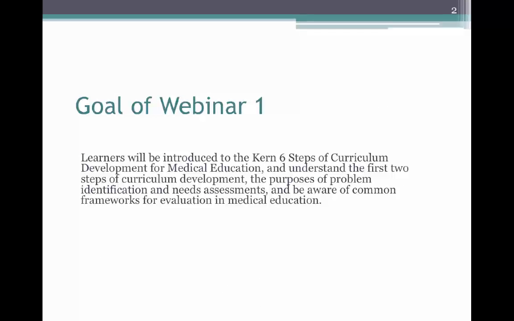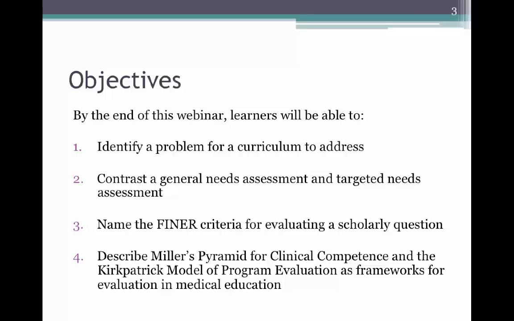Feedback. The goal of Webinar 1 is that learners will be introduced to the Kern 6 steps of curriculum development for medical education and understand the first 2 steps of curriculum development, the purposes of problem identification and needs assessments, and be aware of common frameworks for evaluation in medical education.